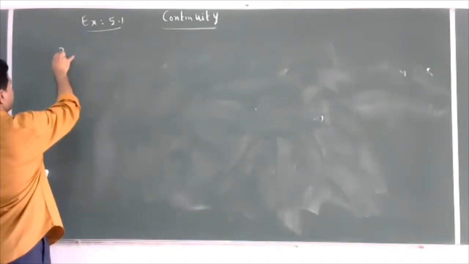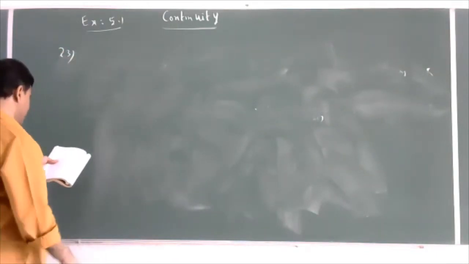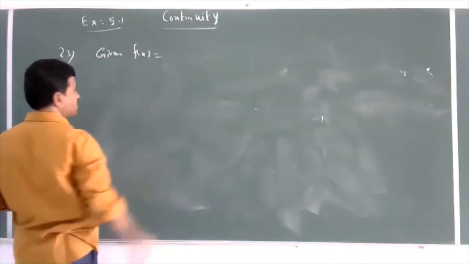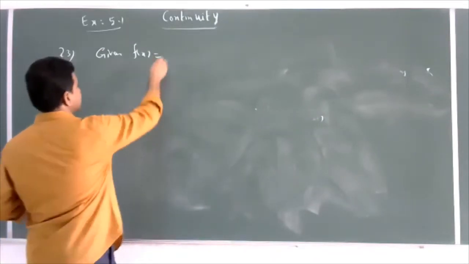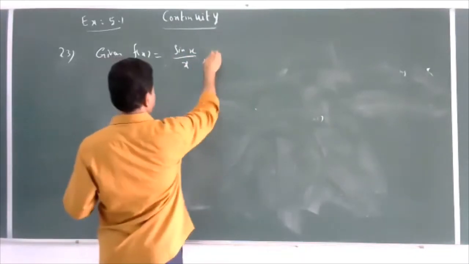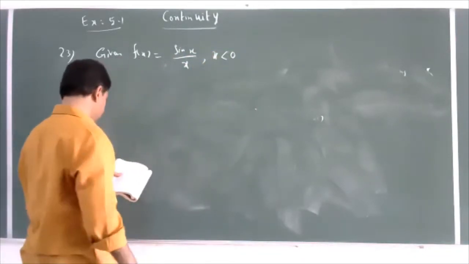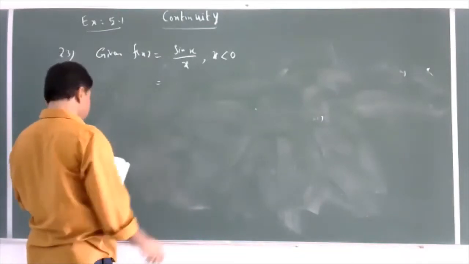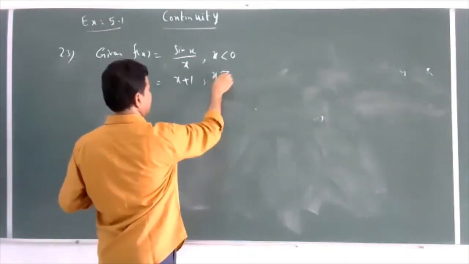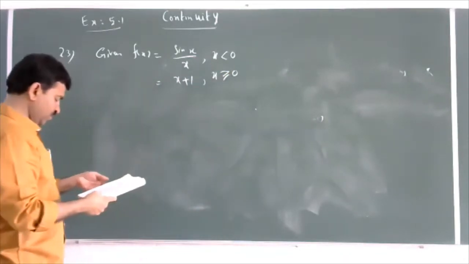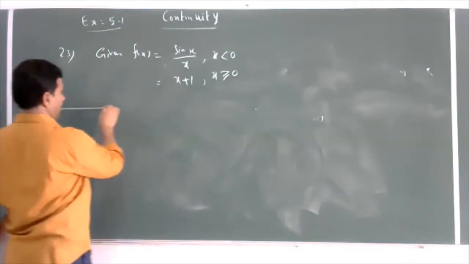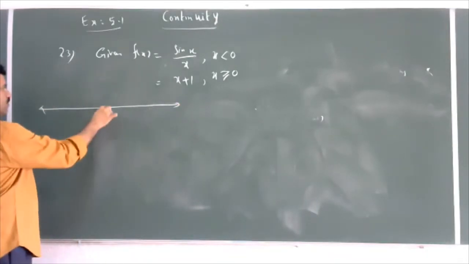See the 23rd problem. Given f of x is equal to sin x by x, where x value is less than 0, and is equal to x plus 1 for x greater than or equal to 0. We have to discuss the continuity of this function on the real line.